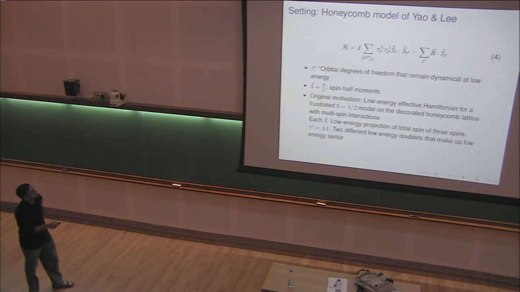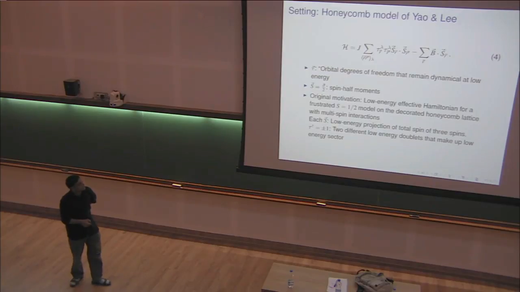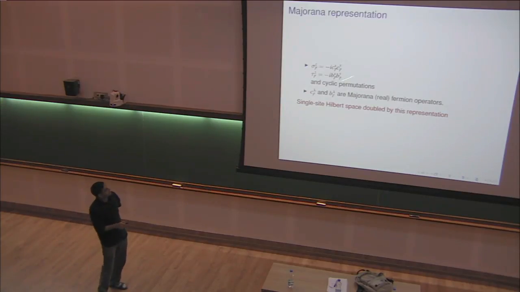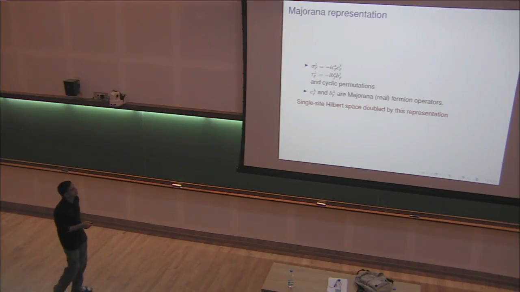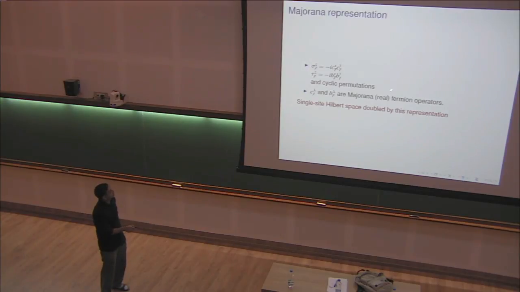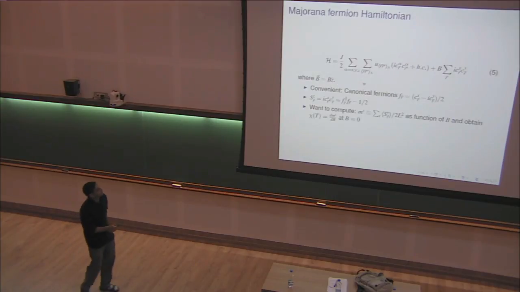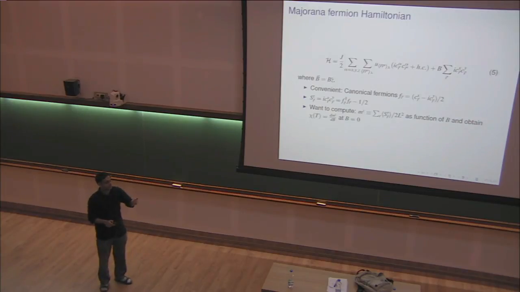The original motivation of Yao and Lee was to look at a low-energy effective Hamiltonian for a decorated honeycomb lattice with multi-spin interactions, but for us it's just a tractable limit of a Majorana model. And the reason it's tractable is you can use this Majorana representation of spin variables that was popularized by Shastry and Sen, and rewrite the problem as, I'll go through this calculation, 3 copies of the same Hamiltonian. These 3 copies correspond to the X, Y, and Z polarization of the spin. So it's a spin 1 Majorana.